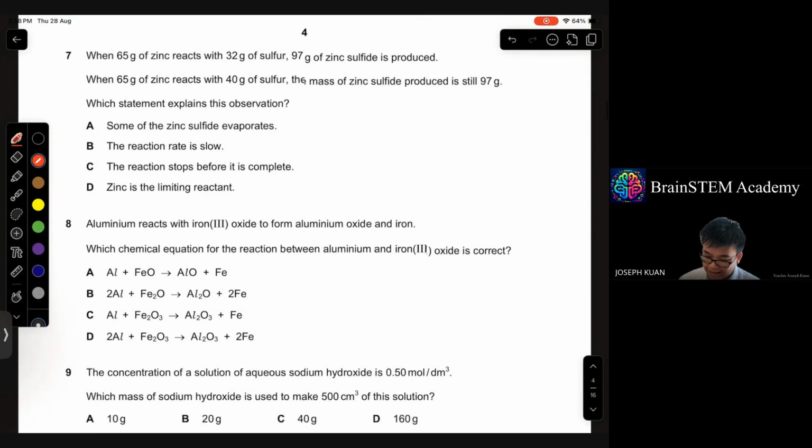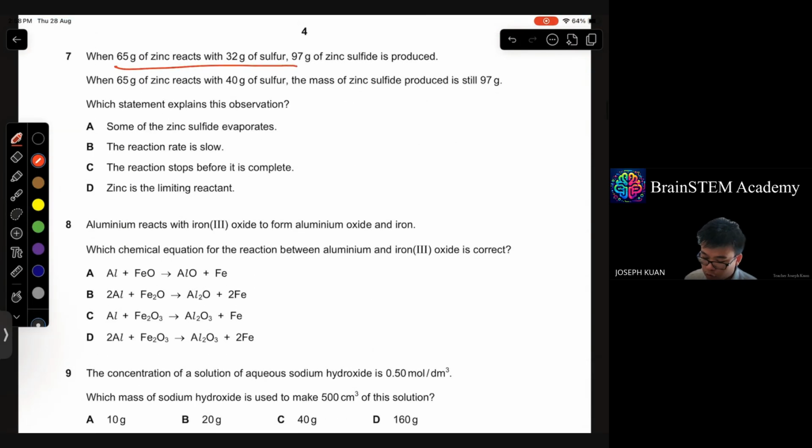Next, when 65 grams of zinc reacts with 32 grams of sulfur, 97 grams of zinc sulfide is produced. When 65 grams of zinc react with 40 grams of sulfur, the mass of zinc sulfide produced is still 97 grams. Which statement explains this observation?